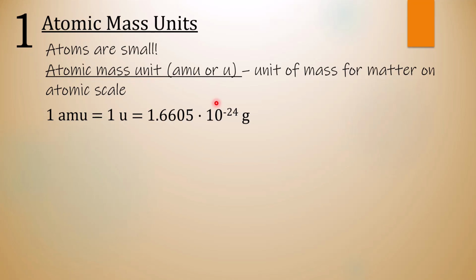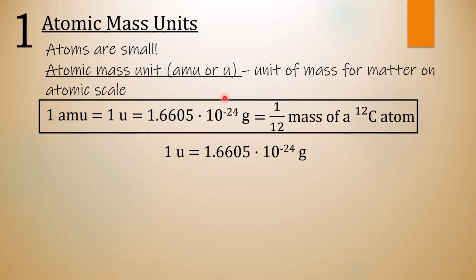So 1 gram, what is 1 gram? Well, a normal size 6-sided die might be something close to 1 gram approximately. You can see if that's 1 gram, then something that's 10 to the minus 24 grams must be incredibly small. This is also defined as 1/12 the mass of a carbon-12 atom. All right, so this is just a definition here.